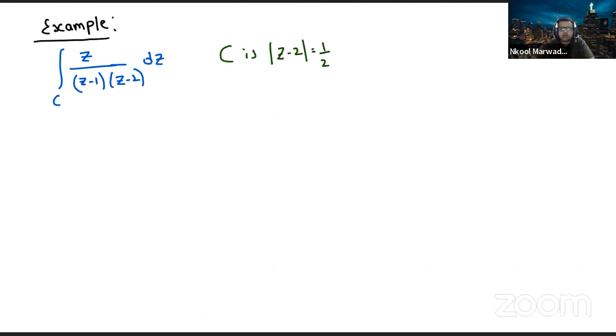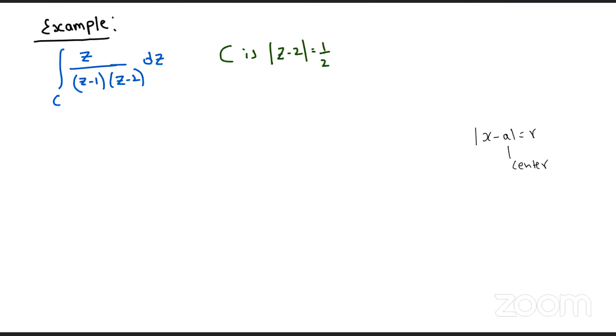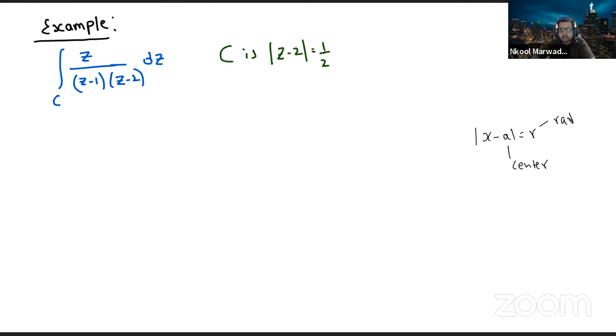So now what we can do, first, let us visualize the contour. We are already aware of the fact that mod of x minus a is equal to r. It represents a circle with a as the center and r as the radius of the circle.